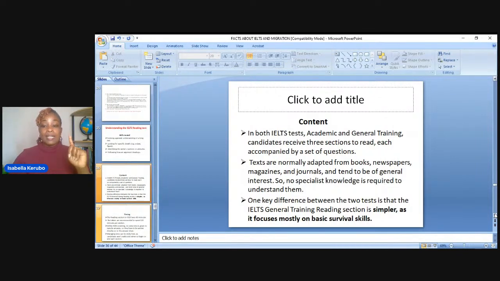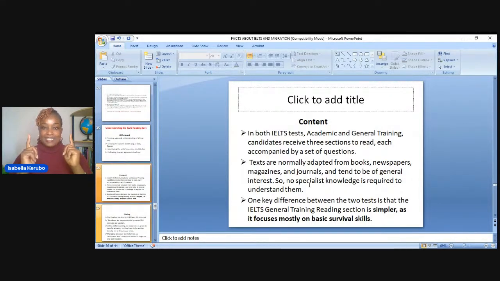That is one thing that you need to understand about the content of the IELTS reading test. The second thing you need to understand, the texts are normally adapted from, like I mentioned, books, newspapers, newsletters, journals, magazines, and all these texts tend to be of general interest.